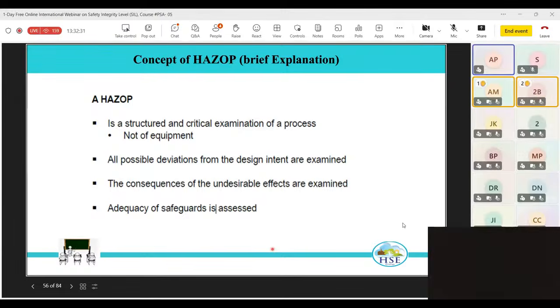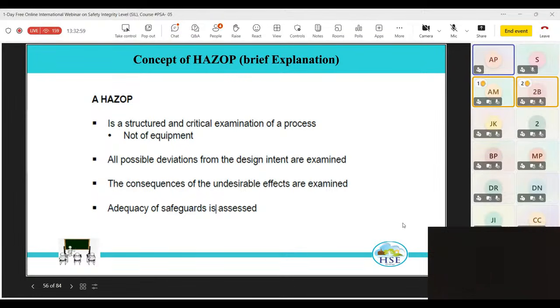So all possible deviations, like I mentioned, three things: pressure, temperature, and flow rate. In the design stage, somebody has designed that particular vessel for a particular flow rate, a particular pressure rating, and a particular temperature. So if any of these design intents are violated, then it will be considered as a hazard.